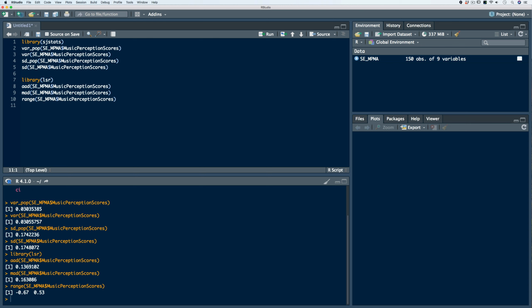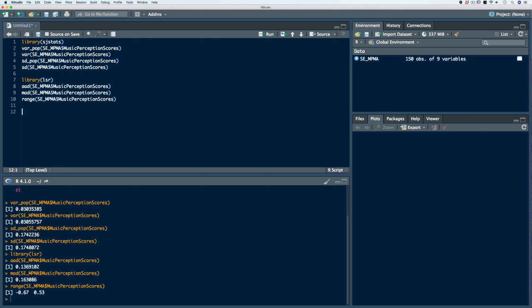And so the minimum of our music perception scores variable is negative 0.67, and the maximum value of our distribution is 0.53. Now the output of the range function provides for us the minimum and the maximum value. Another important way we can report the range is with one value, and that's the distance between those values. So we could simply subtract 0.53 and negative 0.67.